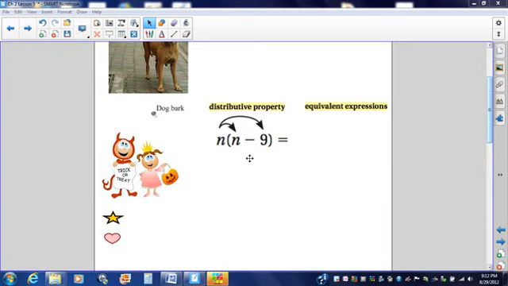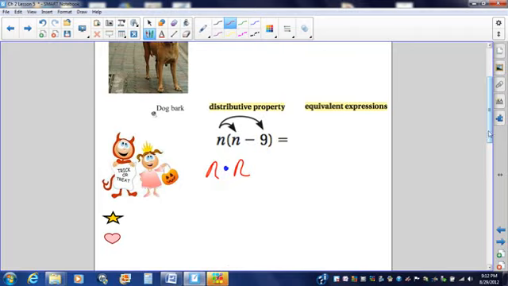Alrighty, guys. Last example for today's power-packed Phillips podcast. If you would write the expression n parentheses n minus 9 in your spiral. Okay, first thing I'm going to do is I'm going to say that the letter n is touching the parentheses. That means I'm going to multiply. So I'm going to do n, dot for multiplication, n. I'm going to multiply n times n.